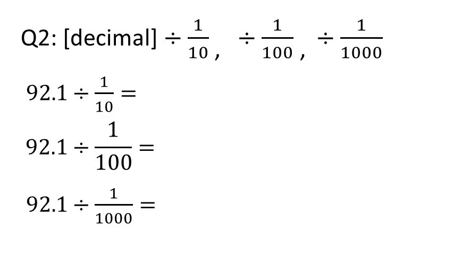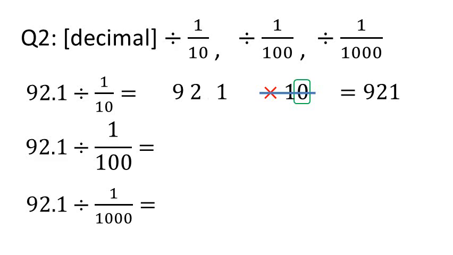Let's try some more questions of dividing by 1 over 10, 1 over 100, and 1 over 1000. The first question is 92.1 divided by 1 over 10. This means 92.1 times 10. Since 10 has 1 zero, you just need to move the decimal point 1 place to the right. So the answer is 921 point, and you can erase the decimal point, so the answer is 921.